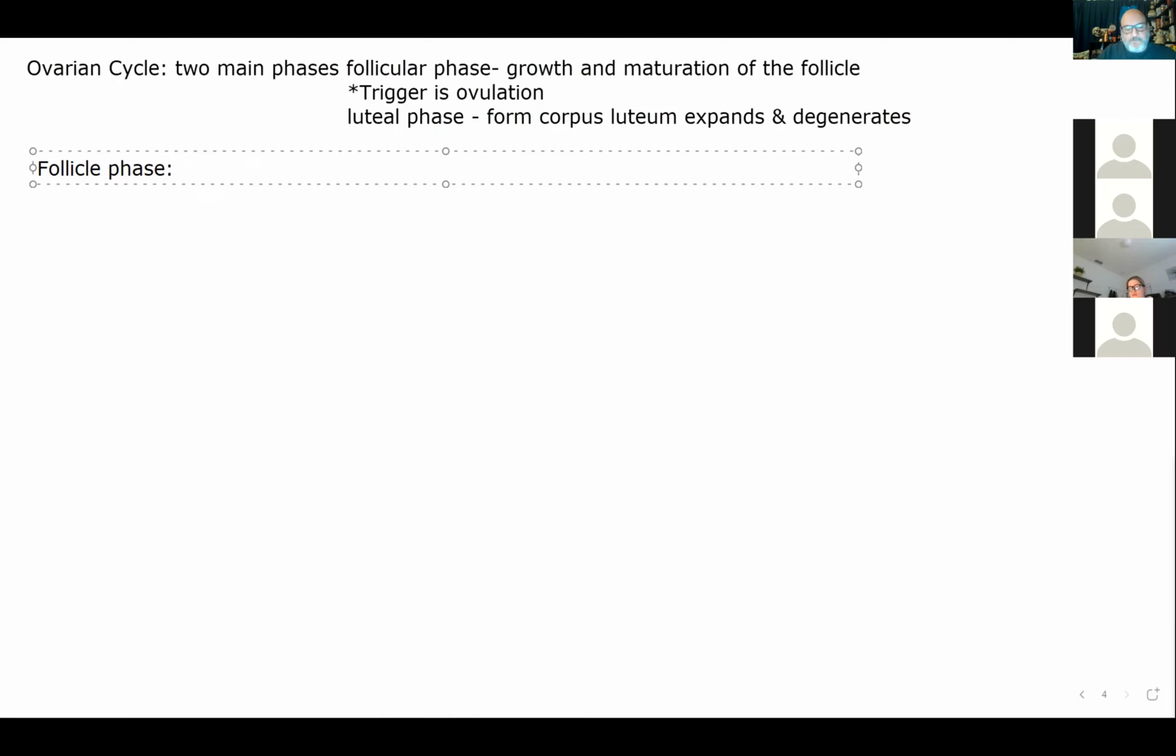Four. Yeah. So essentially there's 4 steps, or we could think of it as 4 types of follicles. What's the first type of follicle? Primordial.